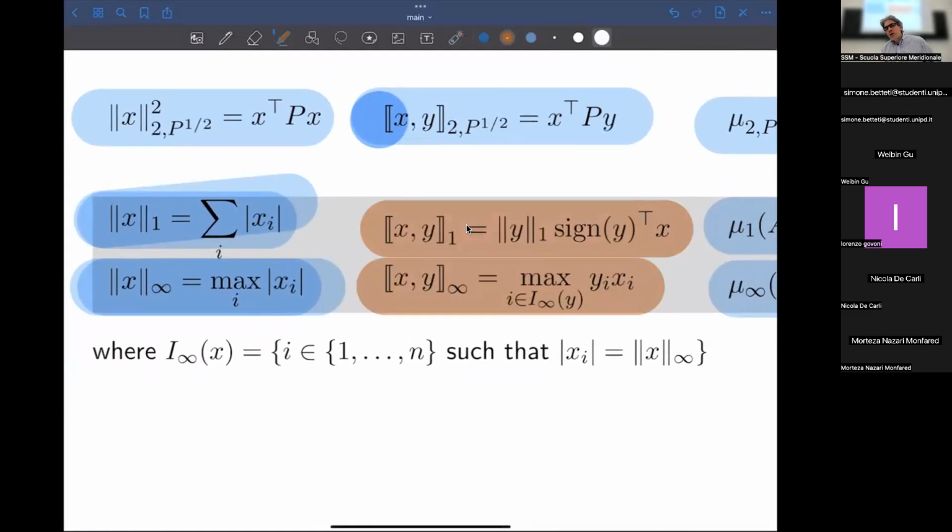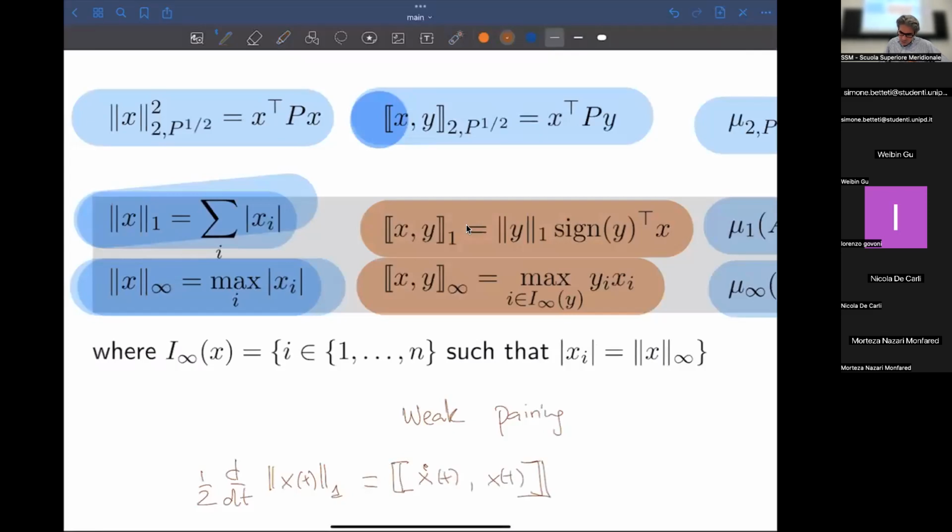I'm not going to use the language inner product because it does not satisfy all of the properties of an inner product. It satisfies a weaker set of properties. So these are called pairings or weak pairings. And it's still true that if I were to take the derivative with respect to time of 1/2 the one norm of the curve x, that would be equal to the pairing of x dot of t into x of t, where this pairing is the one pairing, this one up there. Does that make sense?